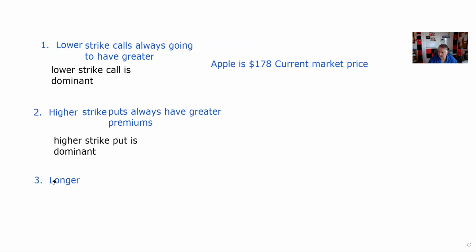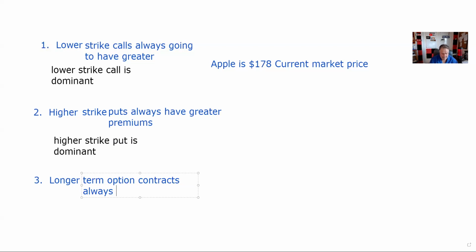Because I'm saying, you've got to be right about three things: direction, up or down, how far, and the timing. So it makes sense that the longer I give you to be right, the more it's going to cost you, right? For a LEAP, for example, it costs a lot. So longer term option contracts, and I'm going to illustrate it to you, always have greater premiums.